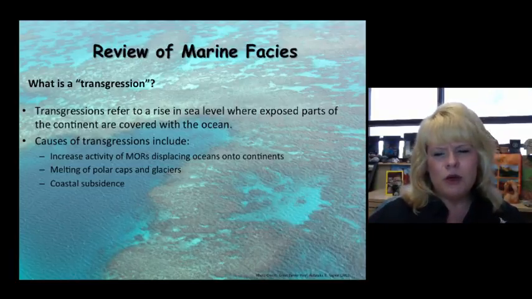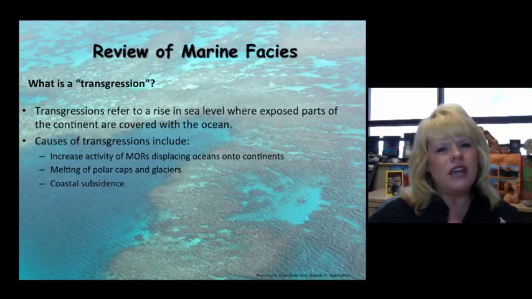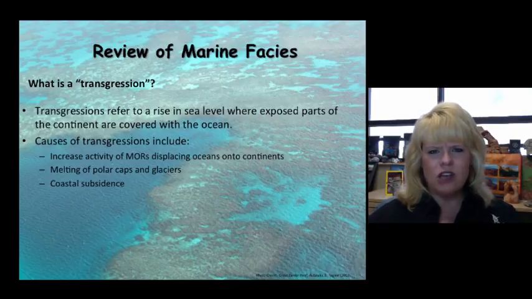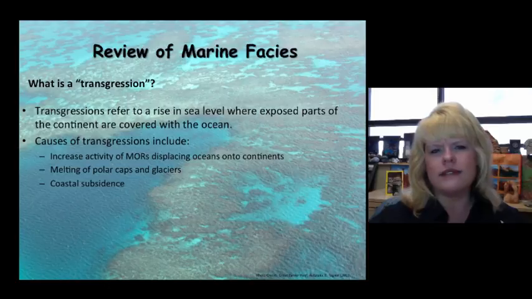And this is where exposed parts of the craton or the continent are now covered with an ocean. However, they may not stay that way indefinitely. What are causes of transgression? Well, they are caused by increased activity of mid-oceanic ridges, which actually causes mountains to grow at the bottom of the ocean and spill that water onto continents.